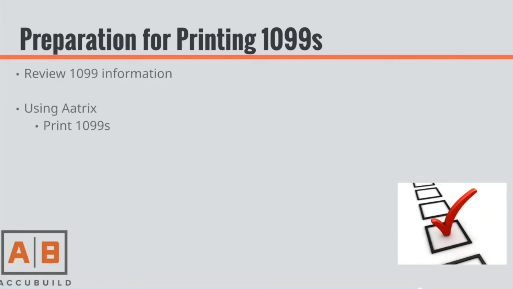Before reviewing the 1099 information report, be sure that all accounts payable entries and disbursements for the year have been posted. AccuBuild only accumulates 1099 amounts for Boxes 1 and 7, which will be printed via Atrix. There are two categories for reporting: rents and non-employee compensation.